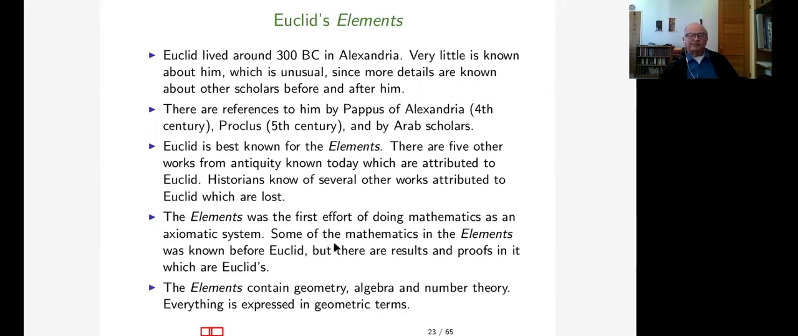Now, the Elements is important because it was the first effort of doing mathematics based on an axiomatic system. Before that, people did mathematics, and not only in Greece, but in China, in India, in Babylon, but they were doing things in a practical way, just doing them. But Euclid in the Elements said, we have to set axioms and everything can be deduced from the axioms. The Elements really contains geometry, algebra, and number theory, but everything is expressed in geometric terms.